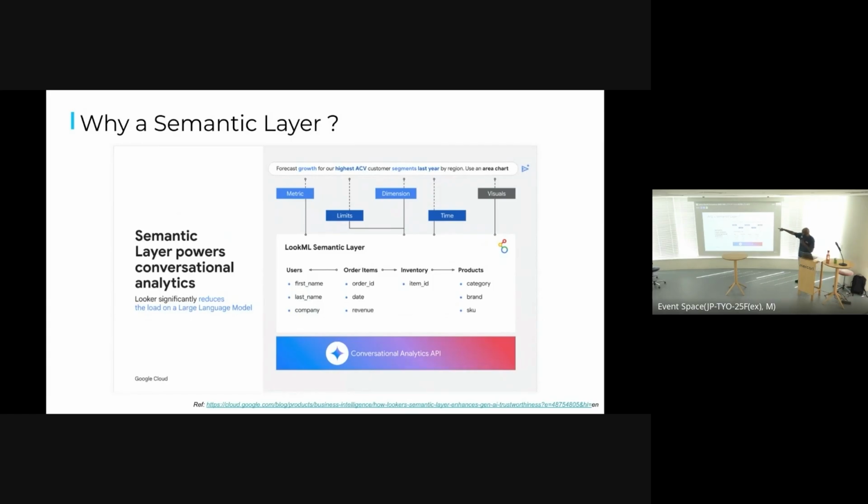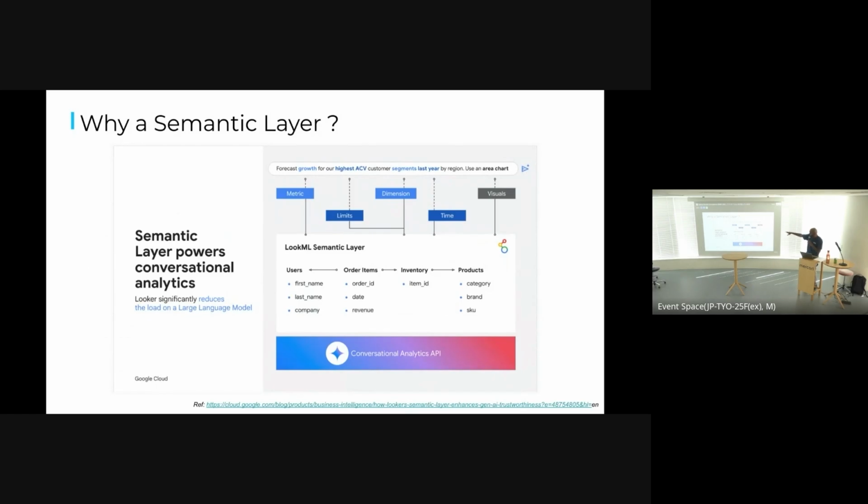So just a brief overview again of what the semantic layer is capable of. As you could see, the business user can ask a question like, give me a forecast growth for highest ACV customer segments last year by region. Use an area chart. So this is very descriptive. And the semantic layer has all of the models that map to all of the keywords that they have. For example, growth, it knows that it's a metric. So we define everything, and it has the context of which one to use, right?